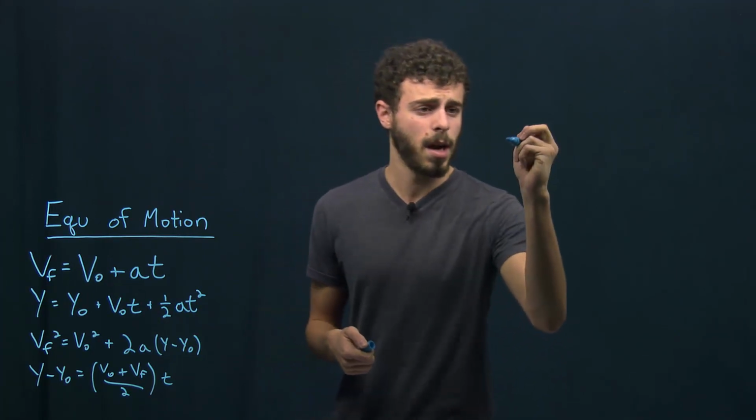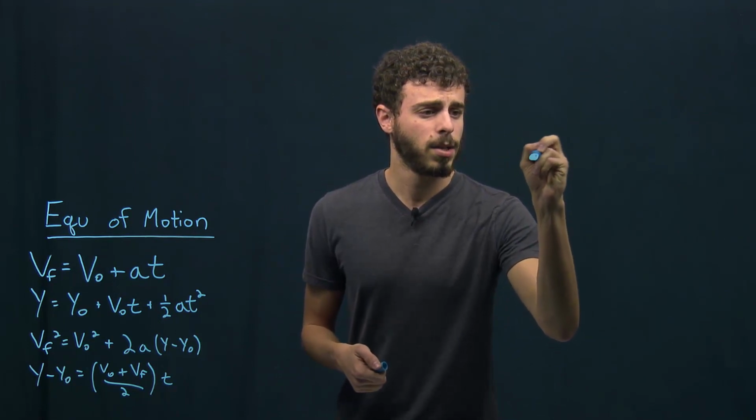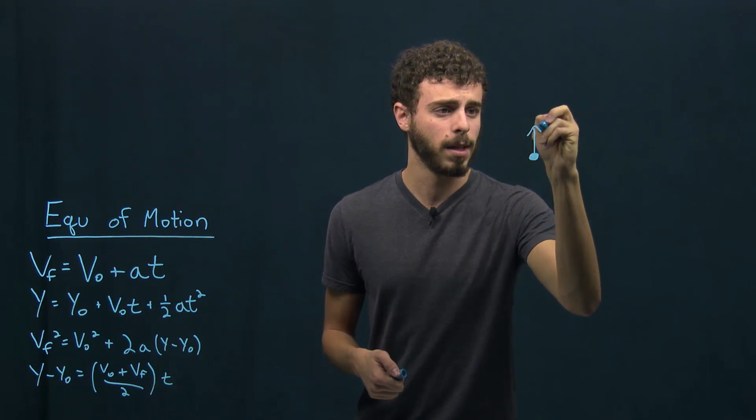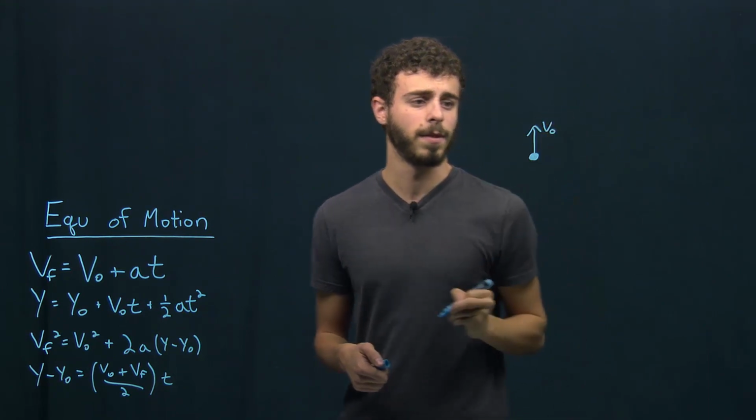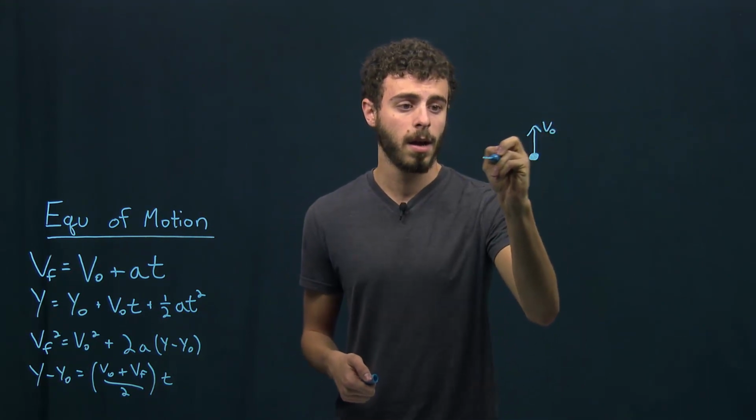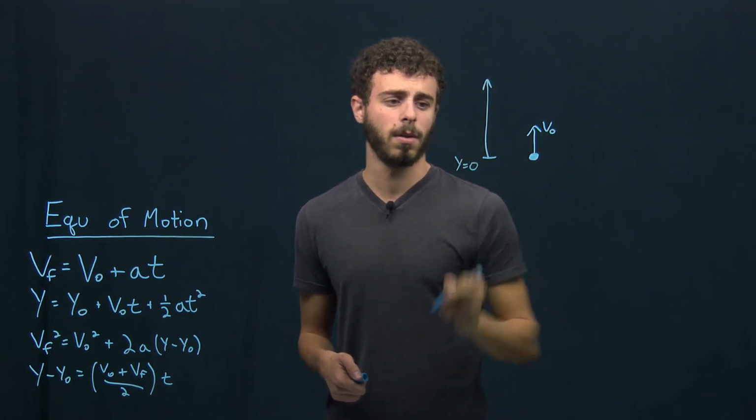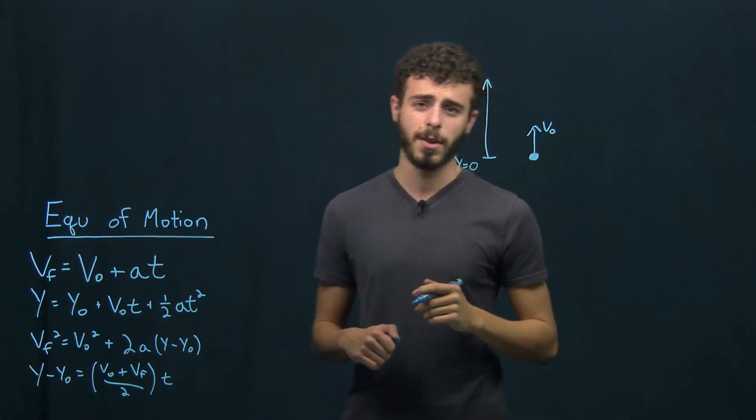So we can draw out this scenario here. This is a ball that we've just thrown up, and physically that means that we've given it some initial velocity. We'll call that v0. And again, it's always good to pin down your coordinate system. So let's call wherever we let go of it, y is equal to 0.